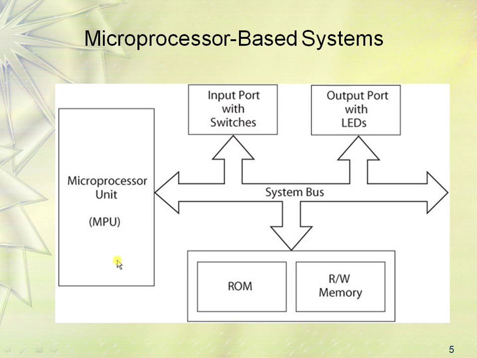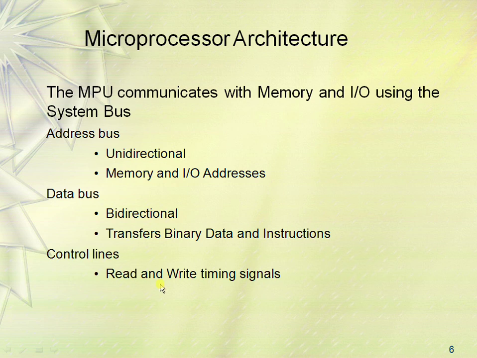So in order to make a processor act as a computer, we have to add peripherals externally, like memory peripherals or input output peripherals. Now let us see what this system bus is. A bus is nothing but a set of wires. There are three sets of wires present inside this system bus: address bus, data bus, and then control bus or control lines.